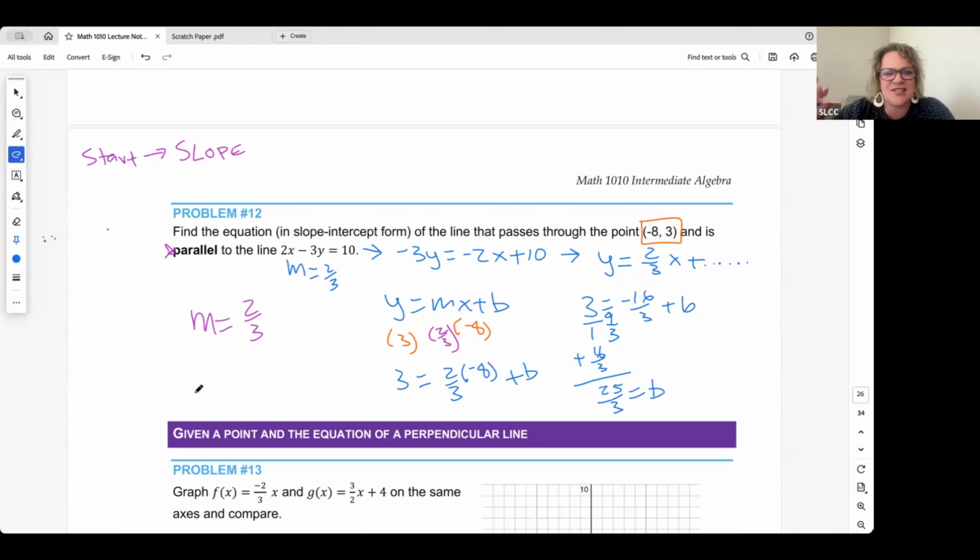We don't care about fractions. You've got this. You can do them. So y equals 2/3 x plus 25/3. Y equals mx plus b.